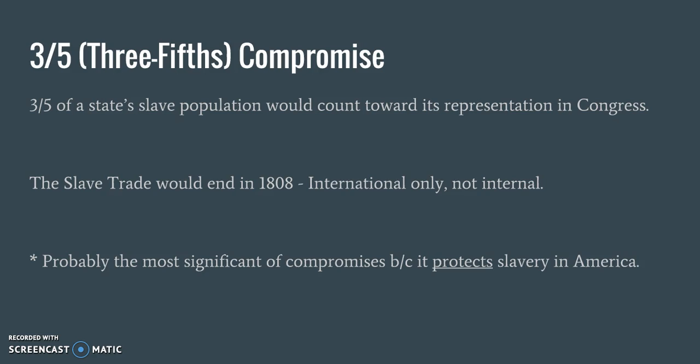Now that's the international slave trade, not the internal slave trade, meaning that you could still import slaves from outside the country, from Africa or the Caribbean, until 1808. After that, you could just trade slaves within the United States. Okay? This is probably the most significant compromise because it protects slavery in America. It puts in the Constitution that 3/5 of other persons count as representation in Congress, meaning you can own slaves now.